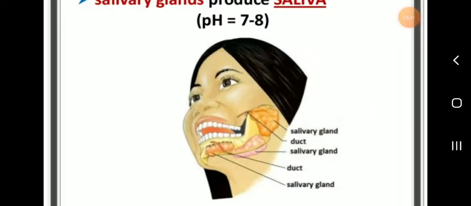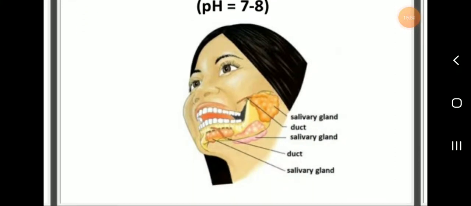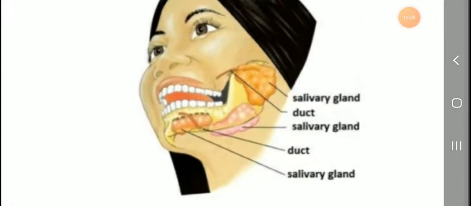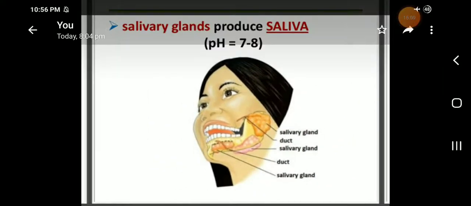Listen students, our buccal cavity has saliva. The saliva is secreted by the salivary glands. The salivary glands produce saliva with a pH value of 7 to 8. Salivary gland, duct, salivary gland, duct.